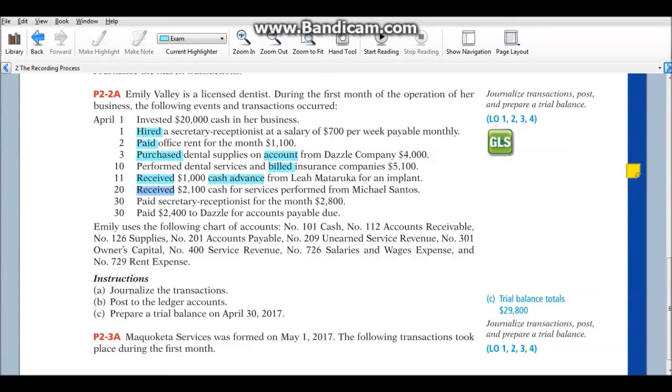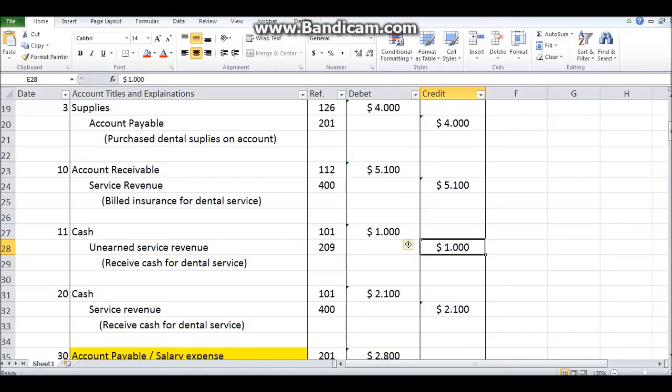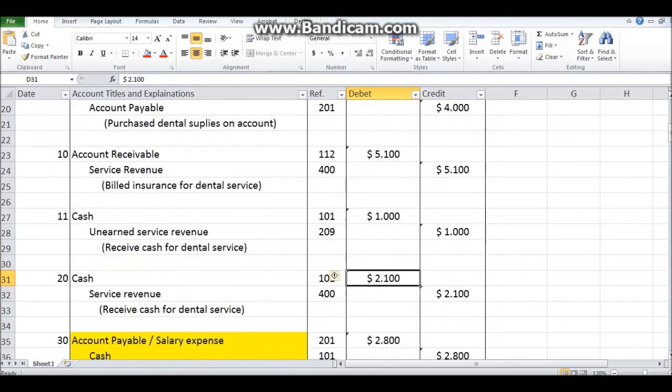Receive 2,100 cash. So you know that already. The service has been performed, and they can earn that as a revenue. So cash against revenue for 2,100 each. All right.